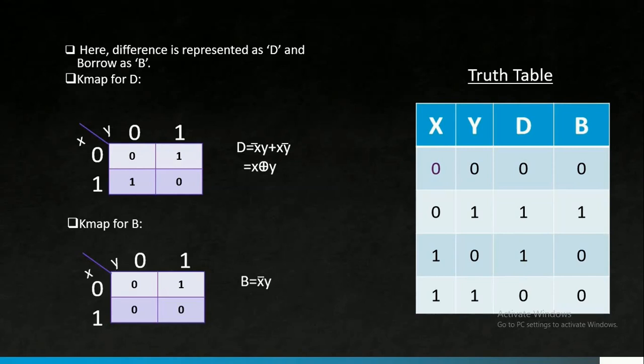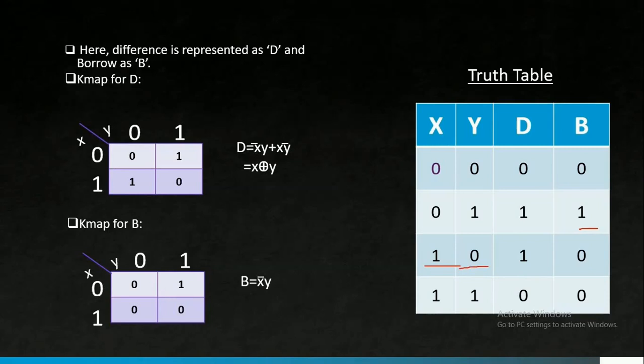For the two inputs in the first column, you see they are 00. So 00 will give 0 result and there will be no borrow. In the second, you see x is 0 and y is 1, where the difference will be 1. But to perform 0 minus 1 subtraction, we have to take a borrow from the next unit. So here we have taken the borrow and we have given the 1. Now in the third column, x is 1 and y is 0, so the difference will be 1, and in the last column both are 1, so the result will be 0.